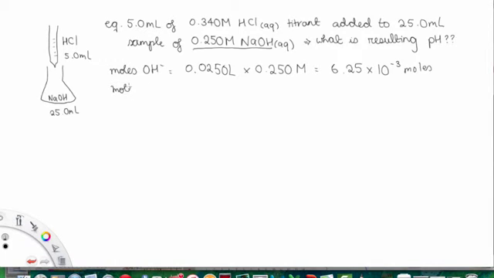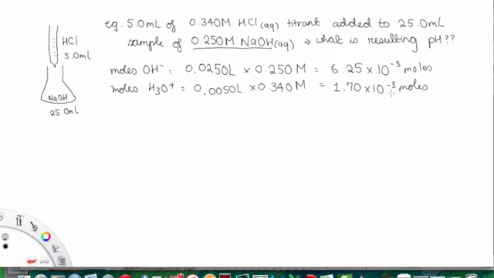Now let's also calculate the moles of H3O+, where we have 5 milliliters of this concentration, so 0.005 liters multiplied by 0.34 molar. Again, always remember to change the unit of the volume to make sure that it matches that of concentration. And we end up with 1.7 times 10 to the power of -3 moles.